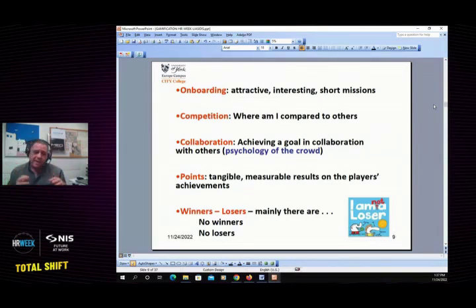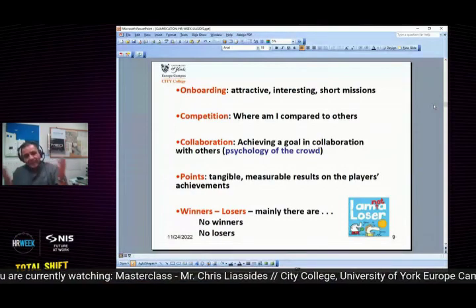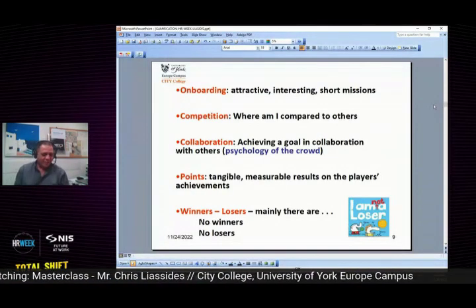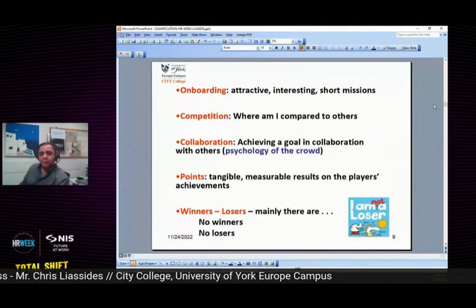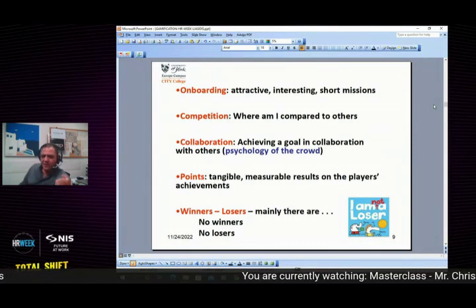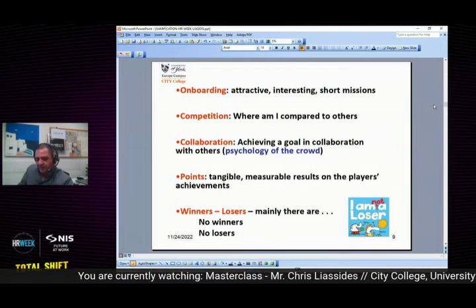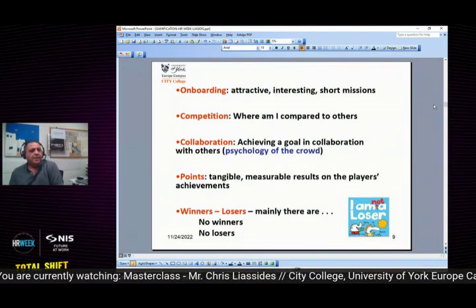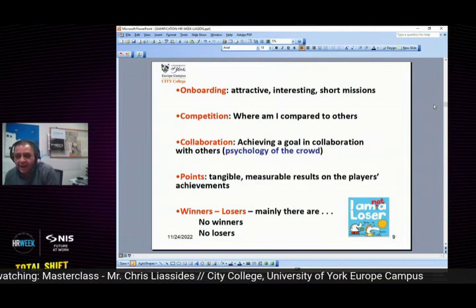Collaboration. In many games, of course, we need to join forces with a partner or 3, 4 of us. If we play football, like what's happening presently with the World Cup, it's 11 people trying to do something good. So in teams, we can use gamification at work. And points. We need to have tangible, measurable results on the players' achievements. What do you get? I reached 1,000 points or miles or anything.